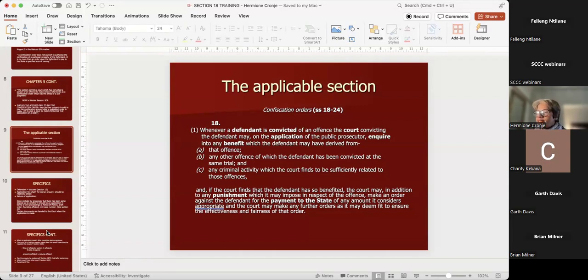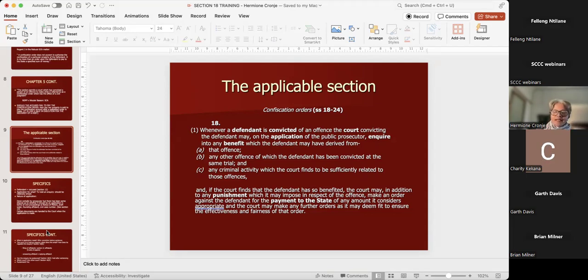Only once that hurdle is cleared, so the court finds, yes, there has been a benefit, the court then needs to make a determination, what was the value of that benefit? And then, and these are the important words that I think are responsible for the bulk of the controversy around these kinds of sections: in addition to any punishment which the court may impose in respect of the offense, the court may make an order against the defendant for the payment to the state of any amount it considers appropriate, and the court may make any further orders as it may deem fit to ensure the effectiveness and fairness of that order. So you'll notice from that the court is given a discretion, a very important discretion, to make a confiscation order that it deems fit.